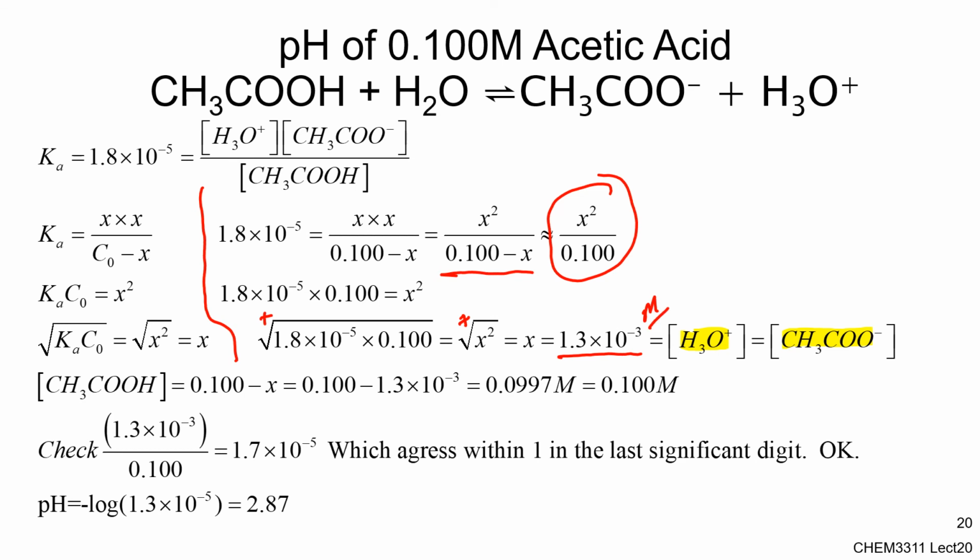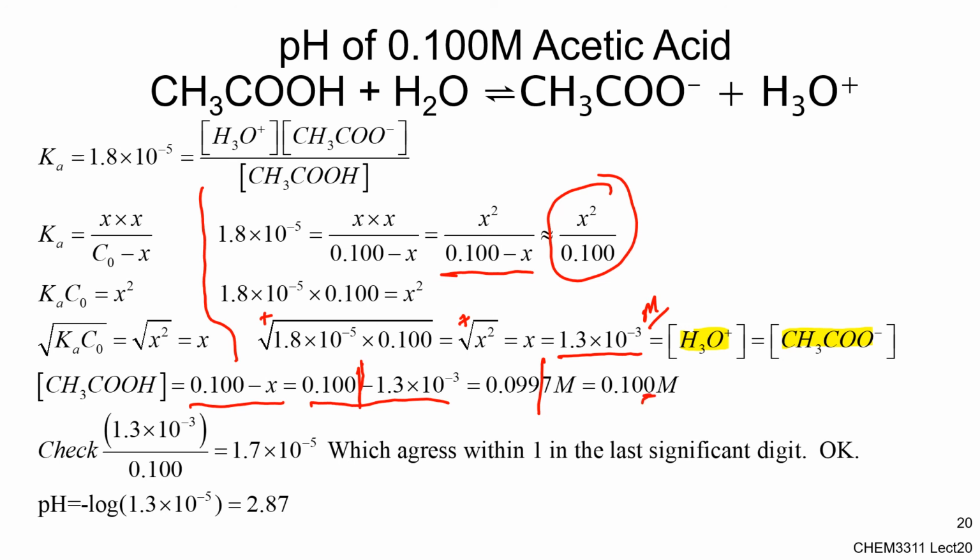Let's calculate our value for the acetic acid that's left. So we would take 0.10 minus x from the reaction table. That gives me 0.10 minus 1.3 times 10 to the minus 3. That's 0.9997, but our addition rules tell us that's good in the thousandths place. We have to round back to the thousandths place, which means it becomes 0.100 still. It agrees within 0 of its last significant digit.